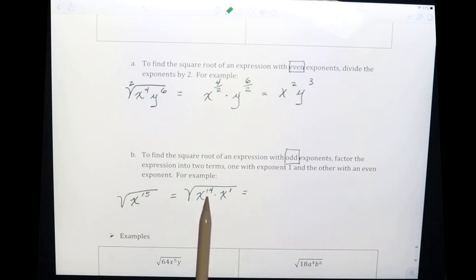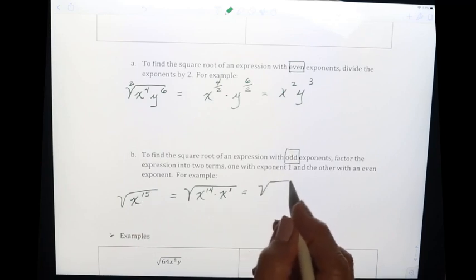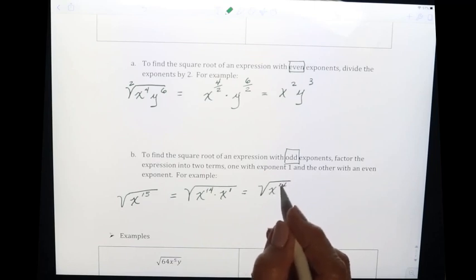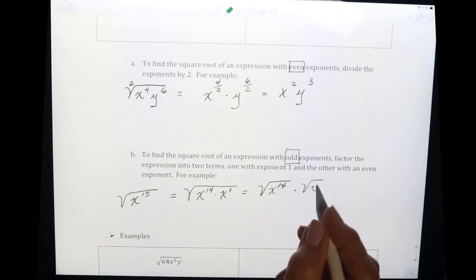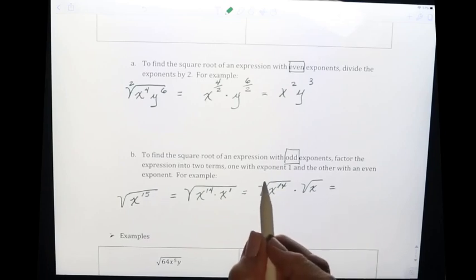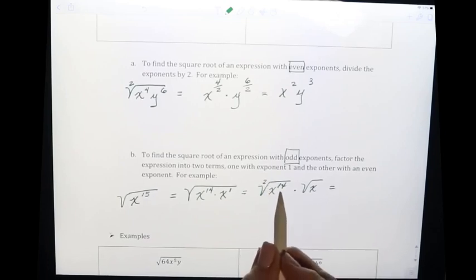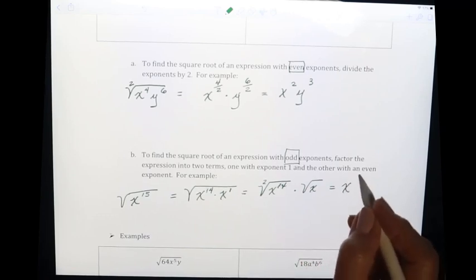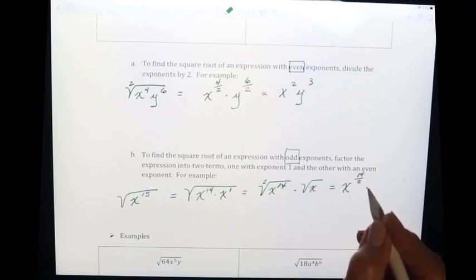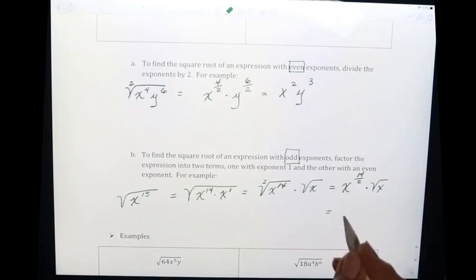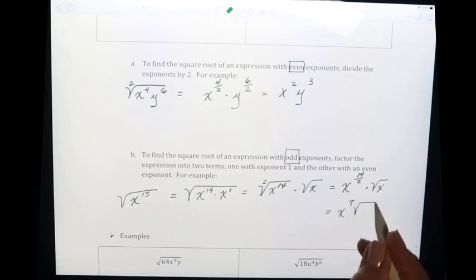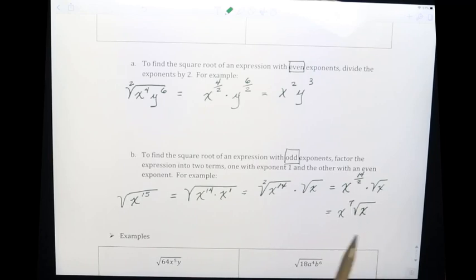So why did I go to 14? Well, I've got to be able to account for 15 factors of x. So as I split this apart, you can see I'm going to take this index 2 and divide it into that even exponent. Let me write that down. So that's going to be 14 divided by 2. And then this part, the square root of x, just stays in radical form. So that's the way you're going to work with them when you have an odd exponent.